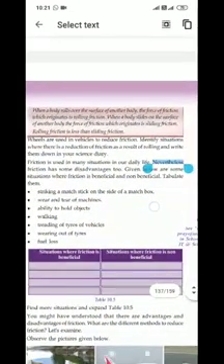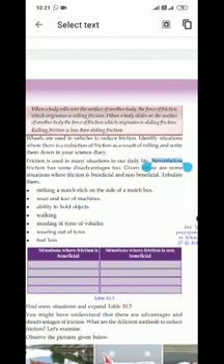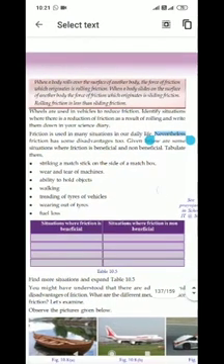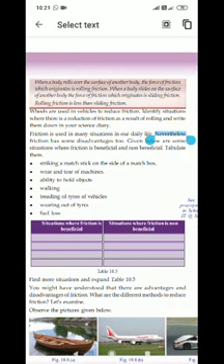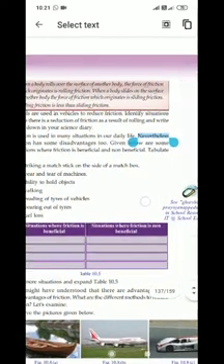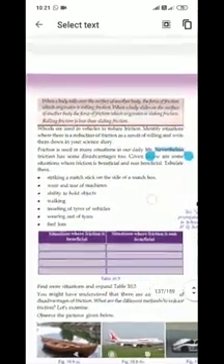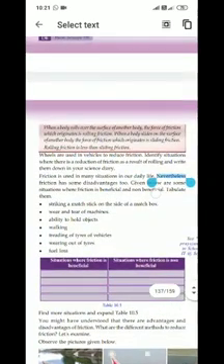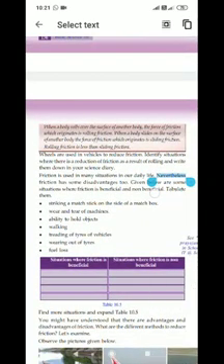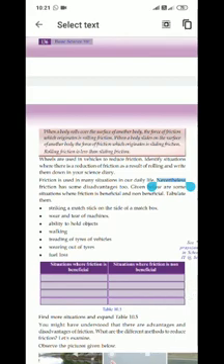Rolling friction is the least one. Next, sliding friction is less than static, and the greatest is static friction. So if we arrange friction in increasing order, it is rolling, sliding, and static. Hope everybody understood about the three types of friction, and we will continue in the next session.